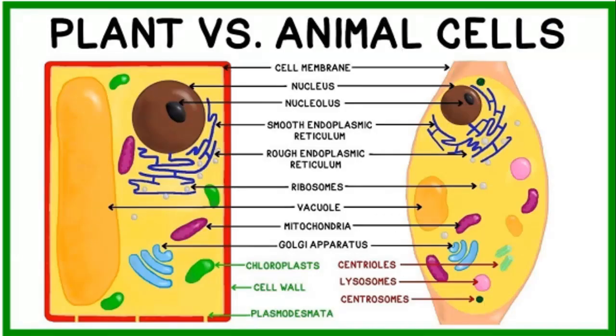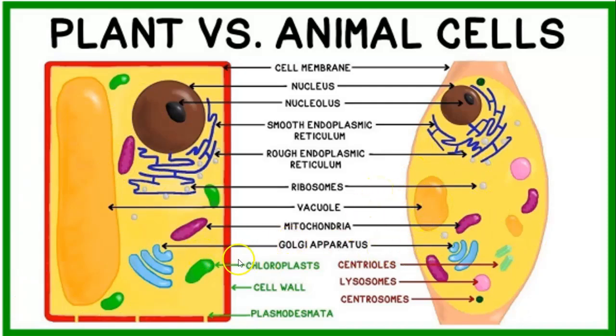And this is the comparison between plant and animal cells. As you can see, both have cell membranes, both have nuclei and the nucleolus inside, both have smooth endoplasmic reticulum and rough endoplasmic reticulum, both have ribosomes, both have vacuoles, but as we will learn later, the vacuole of the plant cell is bigger and contains more particles, while inside the animal cell we have vesicles.